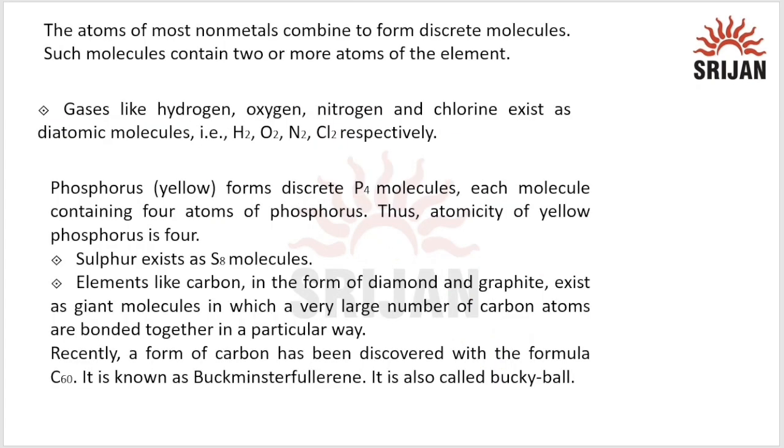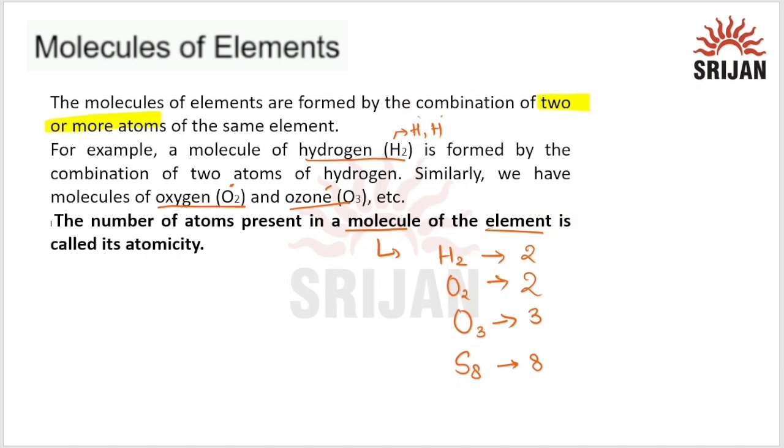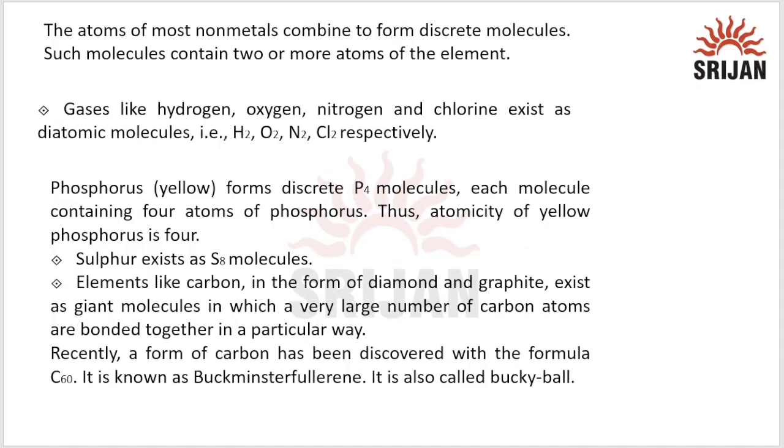Why is this happening? Because the same kinds of atoms are reacting. Just now we have seen the examples of hydrogen, oxygen and sulfur. These are all non-metals. So the atoms of most non-metals combine to form discrete molecules like chlorine, fluorine, sulfur, oxygen, ozone. Such molecules contain two or more atoms. Examples of two atoms are chlorine, fluorine, oxygen, but there are molecules with more atoms like S8 and O3.